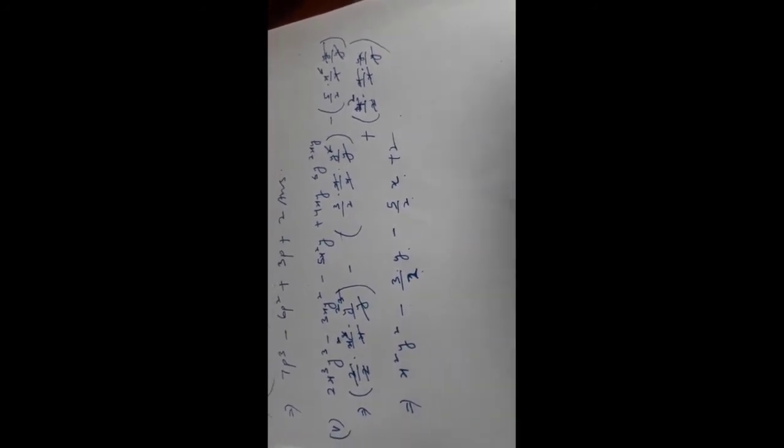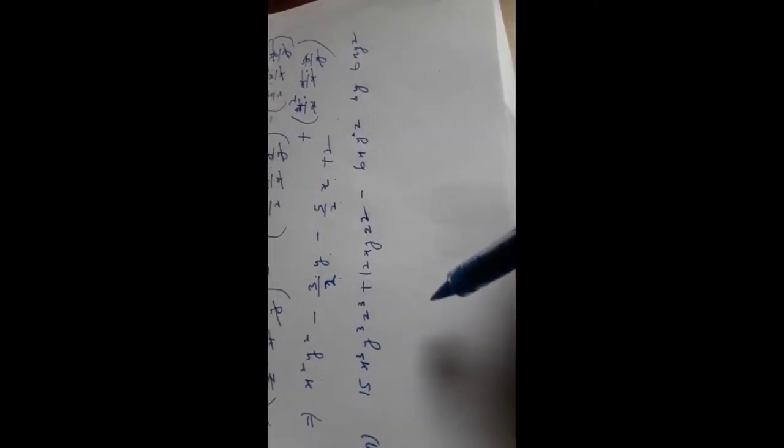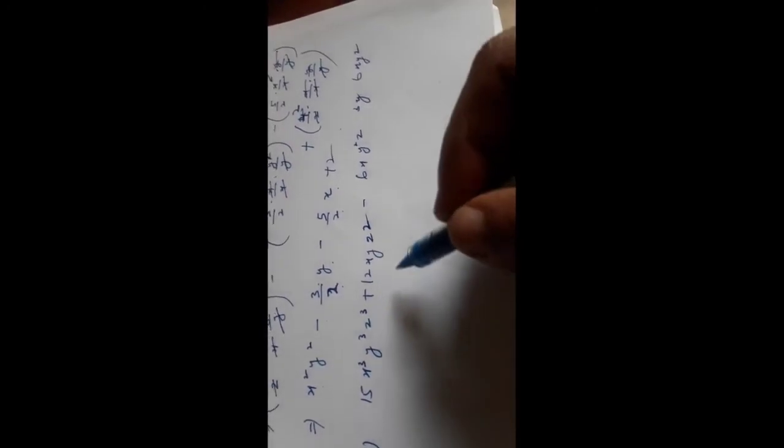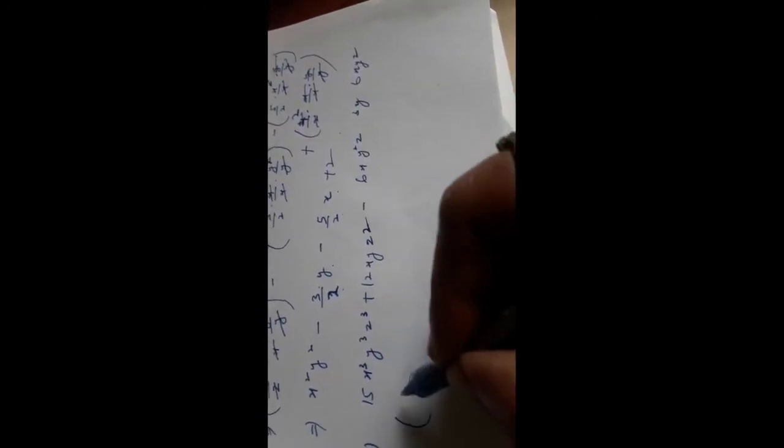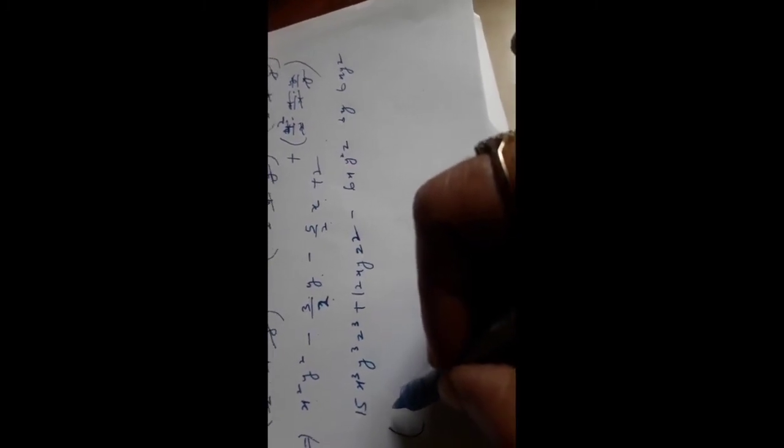Now come to the sixth part. So the last part of question number 2 is 15x cube y cube z cube plus 12xyz square minus 6xy square z, and we have to divide all three of these expressions by 6xyz. Now let's check out how to solve it.